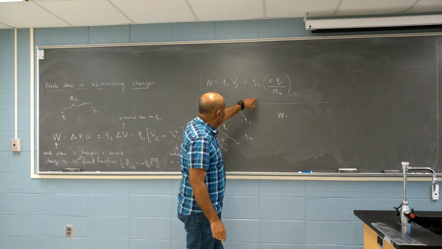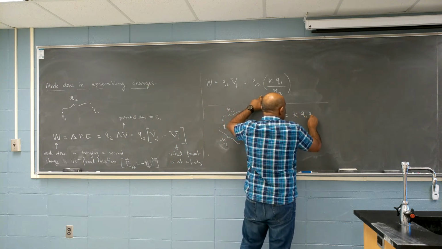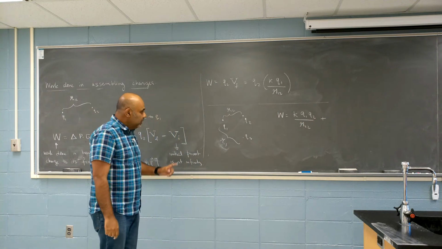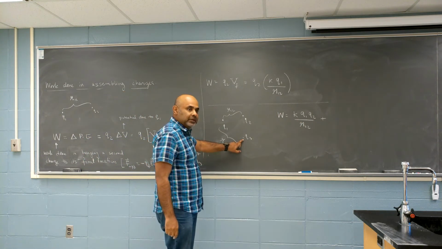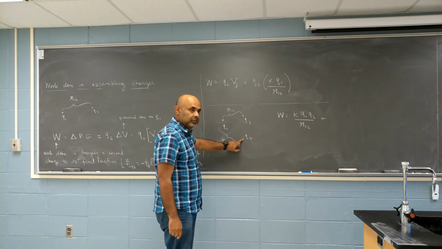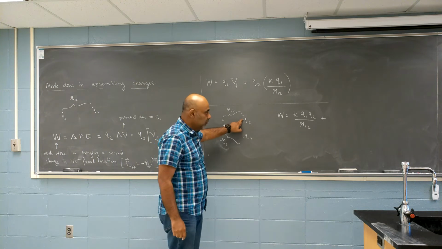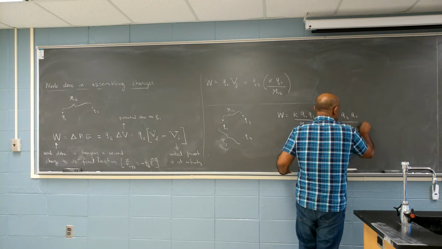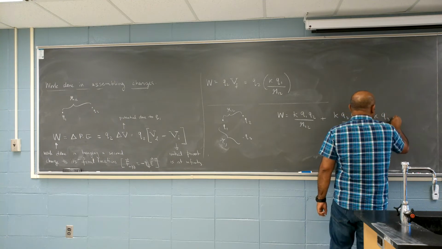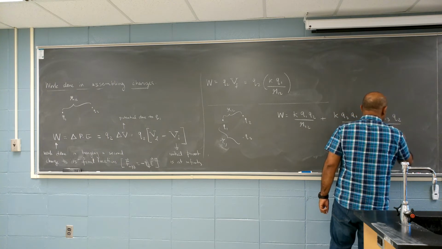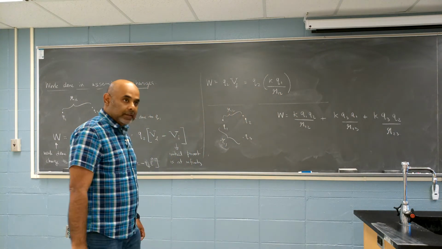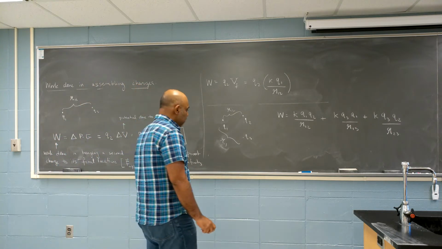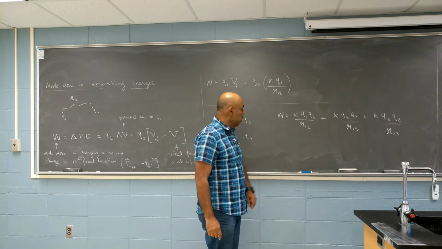So first I'll bring Q2 in. Well, great, I've done that: k Q1 Q2 over r12. Then I'm going to bring Q3. When I bring Q3, what is the potential it is seeing? Potential due to Q1 and Q2. So I have k Q3 Q1 over r13, plus k Q3 Q2 over r23.